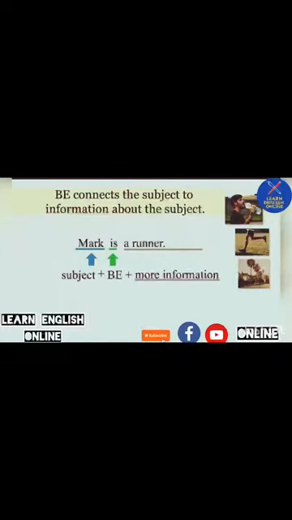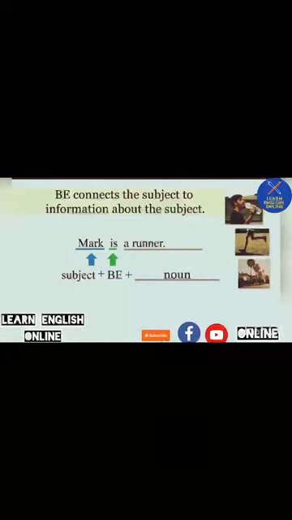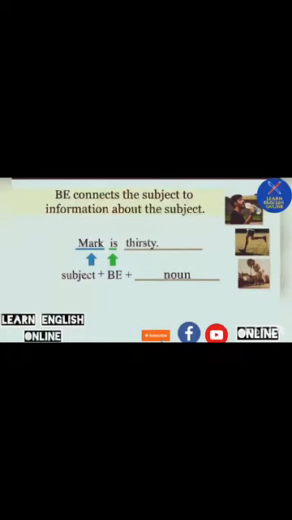Here, the more information is a noun, runner, but we can change the sentence. Mark is thirsty. Now, the information is an adjective. Mark is at a park. Now, that information is a place. Mark is from California. Also a place, from a place. Be connects the subject to information about the subject when there isn't really an action happening.